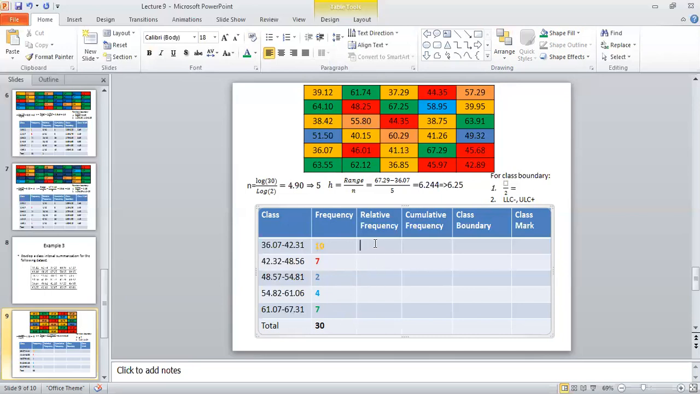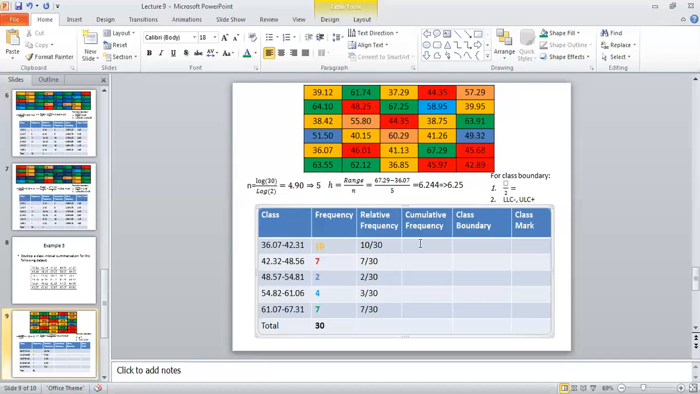Now the relative frequency, that is the probability of each cell to appear as an outcome, is 10 by 30 for the first class, then 7 by 30 for the second, then 2 by 30 for the third, then 4 by 30 for the fourth, sorry, and for the last one it is 7 by 30.